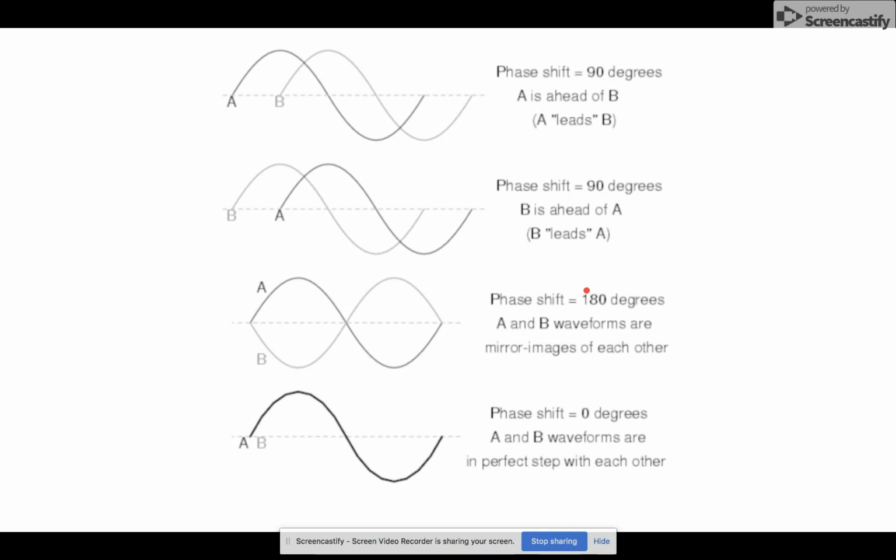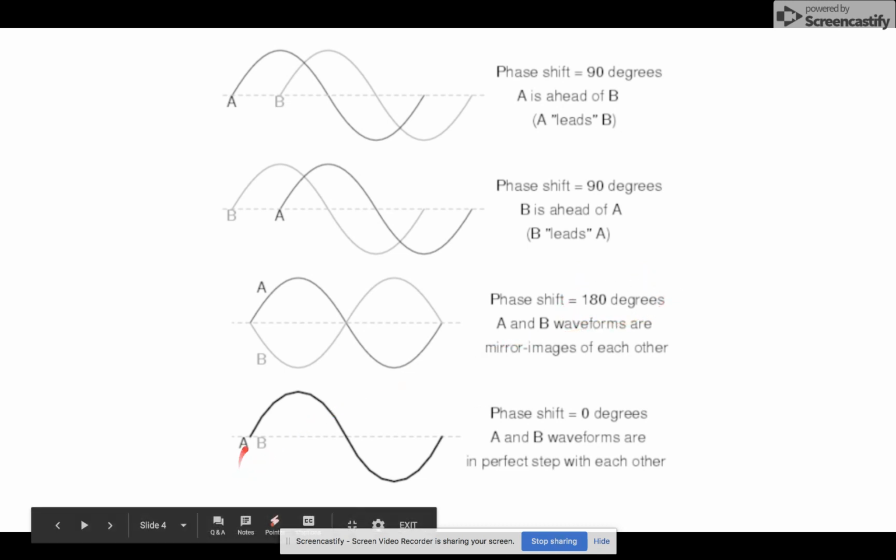Now, of course, when we look at superposition of waves, you'll see that this is going to lead to a destructive interference. And so that's the key here. Phase difference of 180 degrees always leads to a destructive interference. We'll talk about this later on.